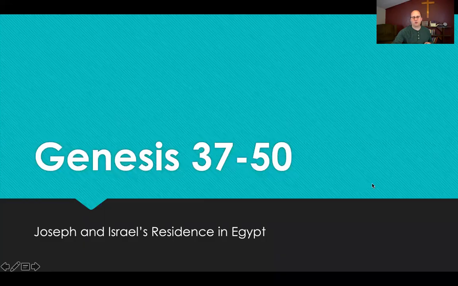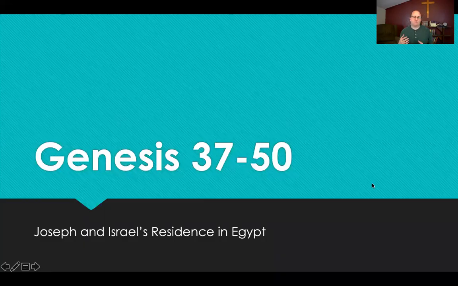But as we engage the scriptures together, we're going to do a small overview today of chapters 37 through 50 and ask the questions: what does this scripture say? What in the world is going on in this scripture? And what is God up to? Who is God? And what is God doing as we read these chapters? So let's just jump into it. Let me share this presentation with you.